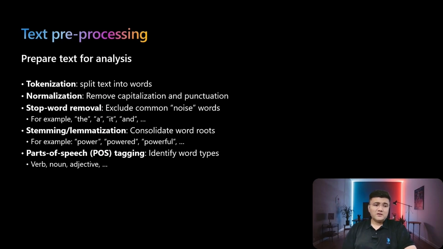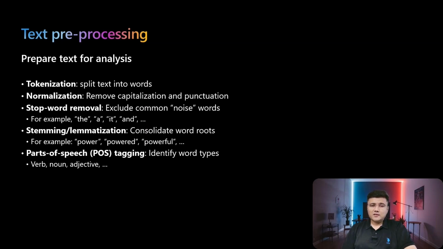The first phase is called tokenization, which is splitting the text into words and counting each word as a separate token. You may have seen this in my generative AI video, where we use tokenization whenever we provide any input text. After tokenization, you focus on normalization, which is removing capitalization and punctuation from the text.